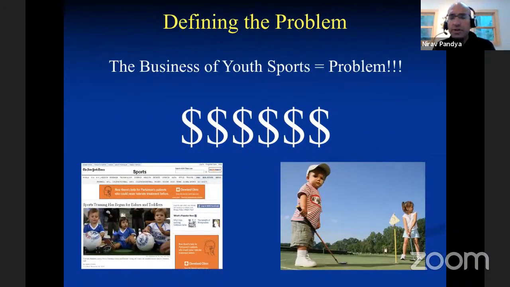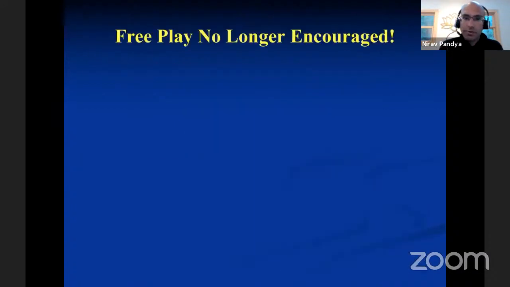And a lot of this here in the United States has to do with the business of youth sports. And the problem is that whenever there's money intertwined with many of these things, it can become very problematic, where these entities who have money invested in it give a lot of false advertising, which leads to kids overusing their bodies.